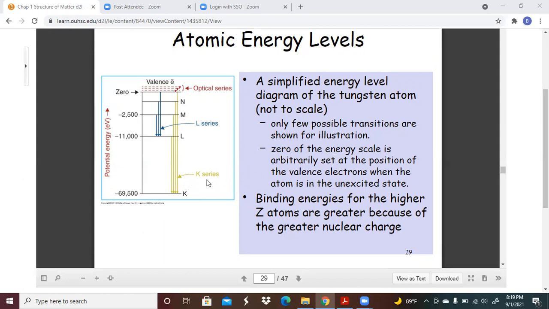Zero of the energy scale is arbitrarily set at the position of the valence electrons where the atom is in the unexcited state. So you've got electrons in the outer orbit here. They're not being excited by anything. That's going to be considered to be 0 for the energy scale. Binding energies for the higher Z atoms are greater because of the greater nuclear charge.